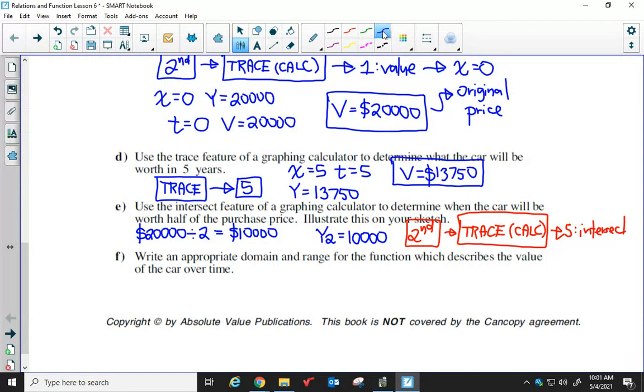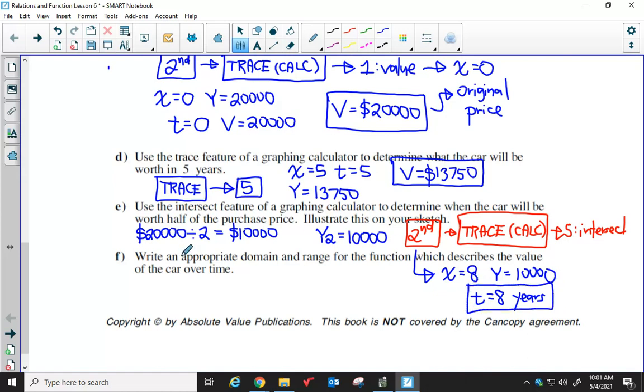I'm kind of running out of space here, though. No problem, I'll just do it down here. Okay, x is equal to 8, y is 10,000. So how long does it take for the car to have half the purchase price? 8 years. Okay, it's not x, it's t. 8 years.